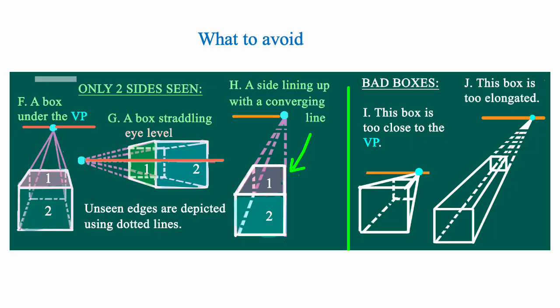Here are some boxes that you would want to avoid. Avoid having only two sides visible since it's not as informative as three sides. And that occurs when the box is directly underneath the vanishing point, when the box straddles eye level, or when one side lines up with the converging line. Perspective is distorted if the box is too close to the vanishing point, causing the distant part to taper quickly. If the box is far away from the vanishing point, it could appear too elongated. The artist always can intentionally distort perspective, however, to add drama and tension.